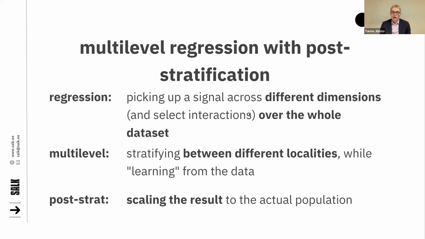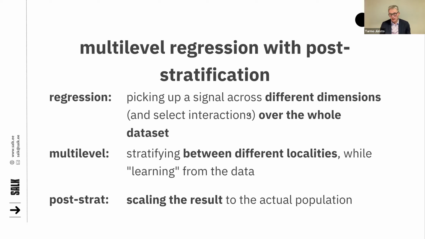Then the multi-level part is where we stratify between different localities. So we actually have a three-level model. It's kind of like a Russian doll of getting into broader categories. And the model can differentiate or stratify between these different levels while learning from all the available data.